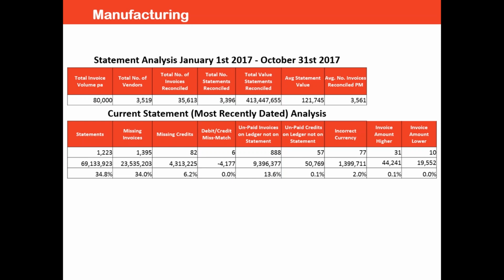And then I've got invoices where the currencies are different, so incorrect currency. And then the last two, this is where the invoice amount is different. So the invoice amount could be higher on your system, or the invoice amount could be lower on your system.